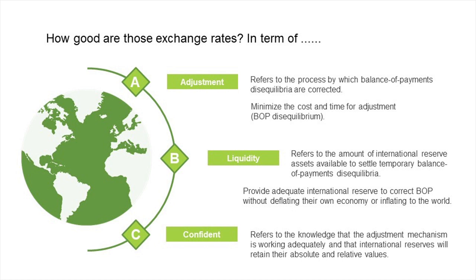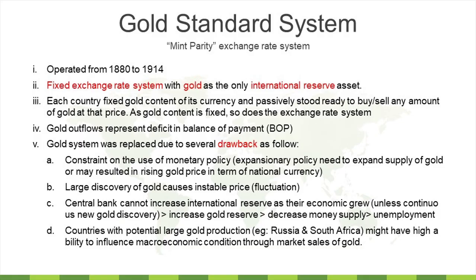Liquidity refers to the amount of international reserve assets available to settle temporary balance of payments disequilibria. Good exchange rates should provide adequate international reserves to correct BOP without deflating their own economy or inflating the world. Confidence refers to the knowledge that the adjustment mechanism is working adequately and that international reserves will retain their absolute and relative values. Gold Standard System, also known as Mint Parity Exchange Rate System.